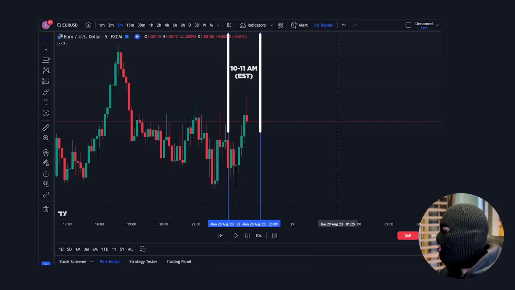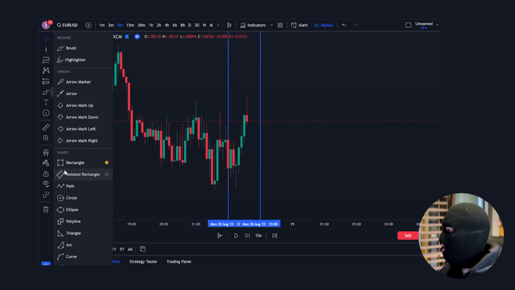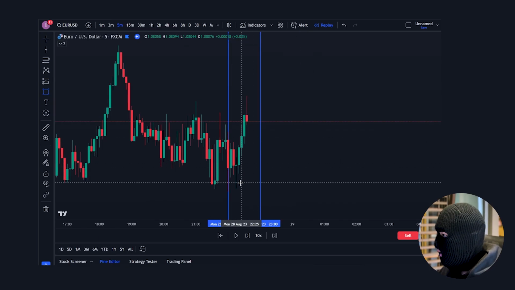Next, we have the 10 to 11 AM EST silver bullet hour. Once again, we are looking at the Euro US dollar on the 5-minute chart. Price did not sweep any high or low, so we wait patiently. On the silver bullet open hour, price swept the latest low it created on the 5-minute time frame before pushing up aggressively to form a break of structure.